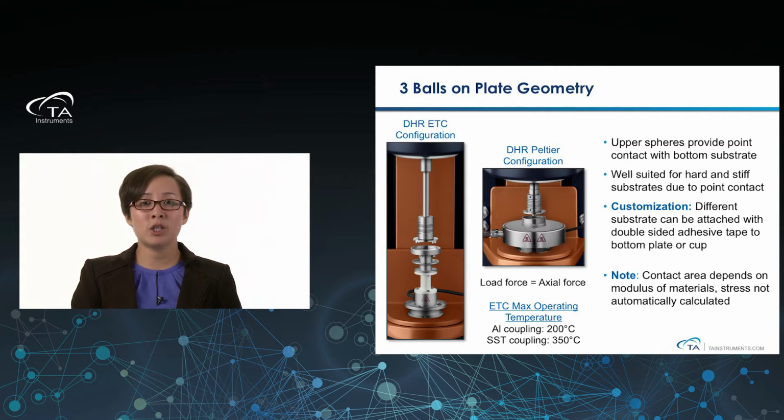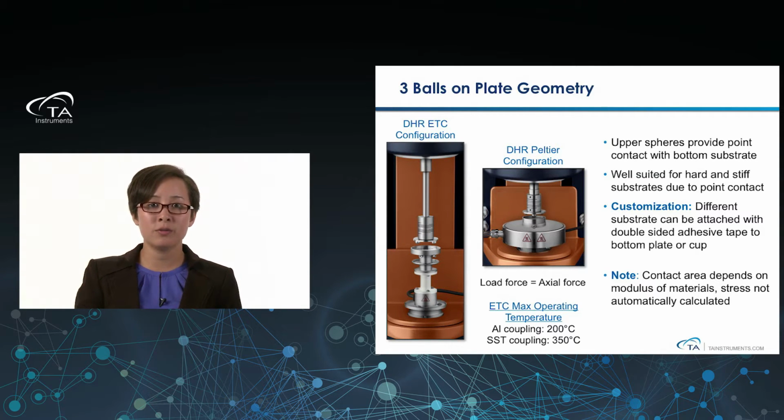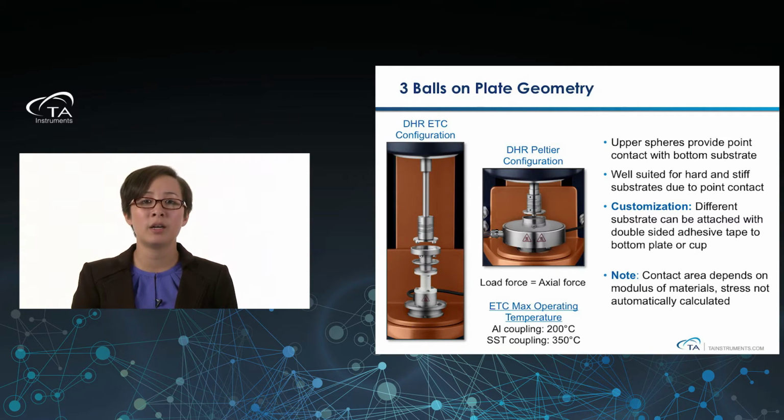On the 3 balls on plate geometry, we have 3 hemispherical balls on the top, and they're going to be in contact with a plate at the bottom. So these upper spheres provide point contacts with the bottom substrates. Because it's a point contact and we don't know the actual full contact area, we don't automatically calculate stress, although if you wanted to figure out what the contact area is, you're more than welcome to calculate the stress yourself. But this geometry is better suited for hard and stiff substrates because of that point contact. It's easier to not max out all that axial force.